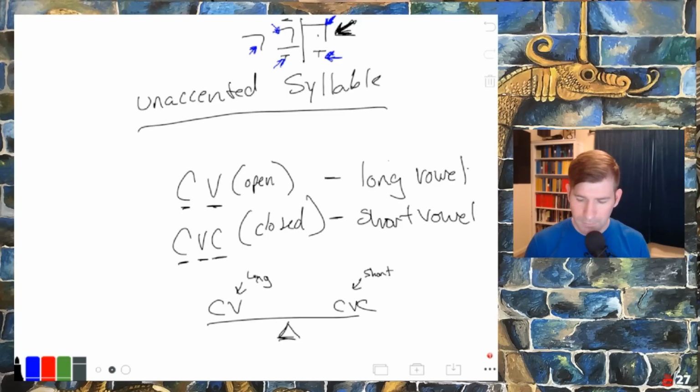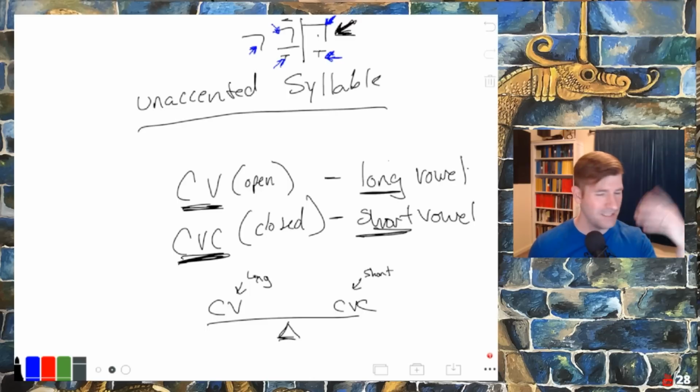So if you have an open syllable, consonant, vowel, it has to be a long vowel. If it's consonant, vowel, consonant, a closed syllable, it has to be a short vowel. Okay? Now, if you have an accented syllable, it doesn't matter. Accented syllables can be either one, right? It doesn't matter. So you can just ignore it.